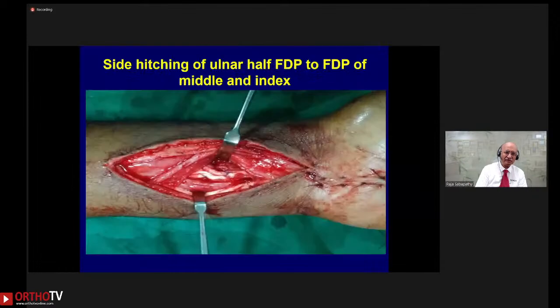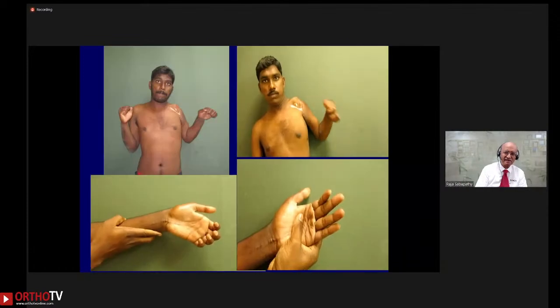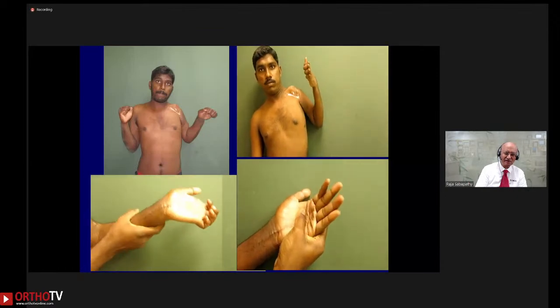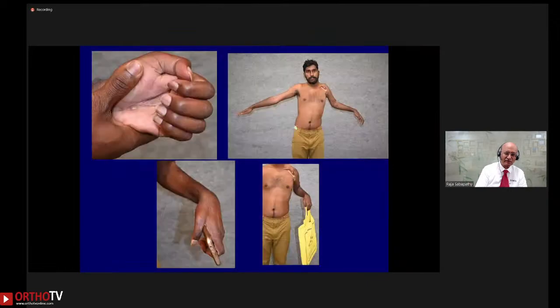So what we did was side-to-side transfer of the ulnar FDP to the other one. And we transferred the dorsal sensory branch of the ulnar nerve to the median nerve to provide some sensation. So now you see, he's got it. 4/4 amputation. He's able to do this. Now he requires only a claw correction procedure, so that he'll do better.